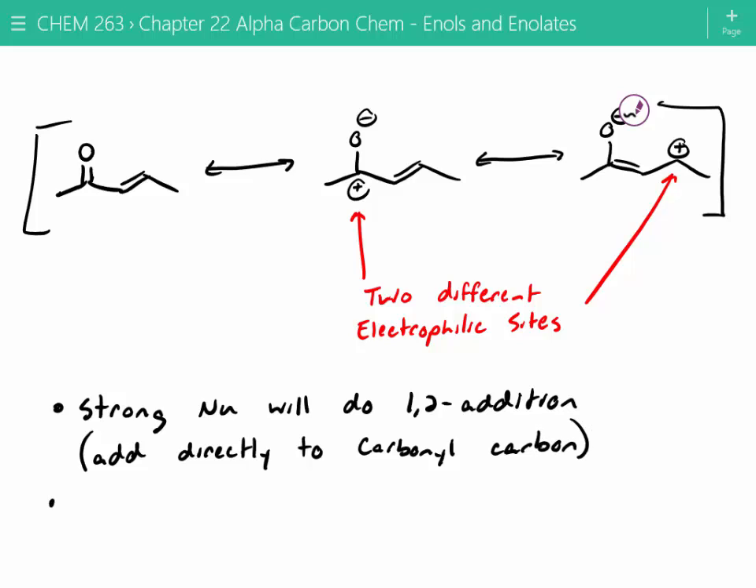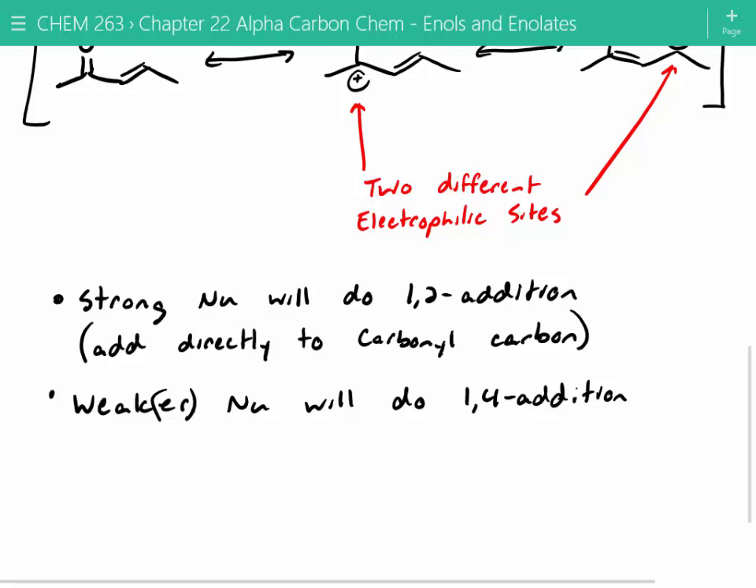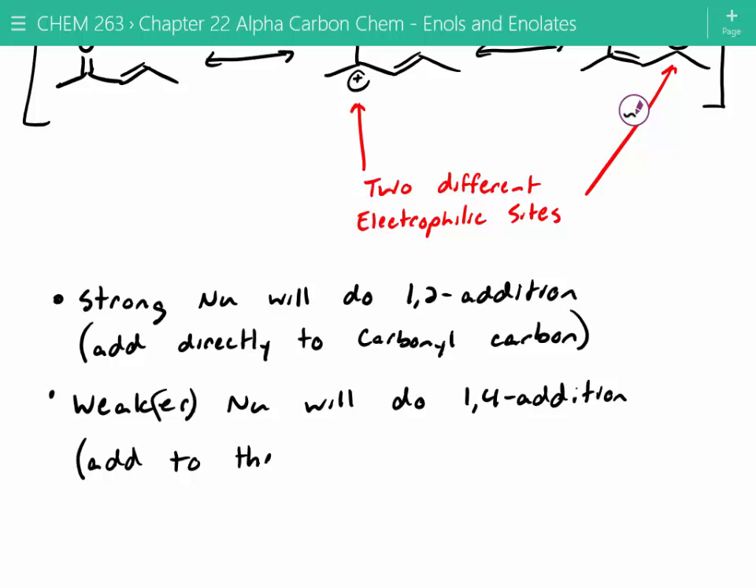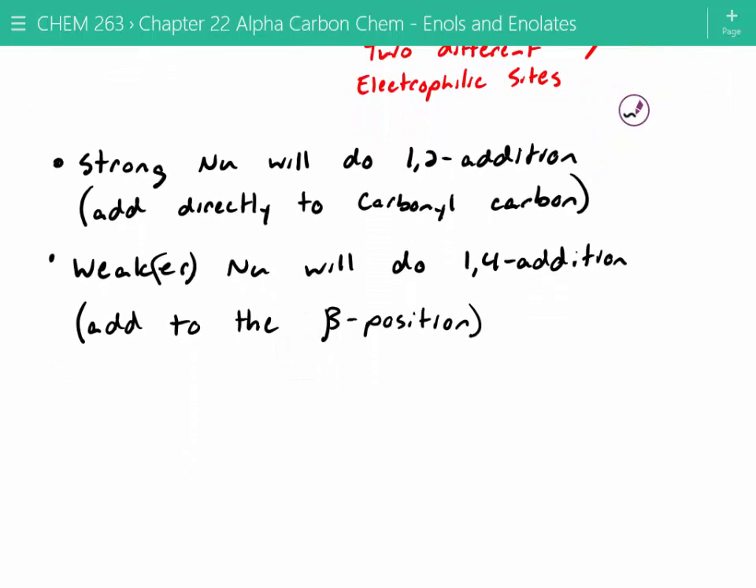And then the other observation was that weak nucleophiles, or weaker, will do 1,4 addition. It'll add to the beta position. This beta position attack was a fairly new discovery, and so what they called this was conjugate addition.